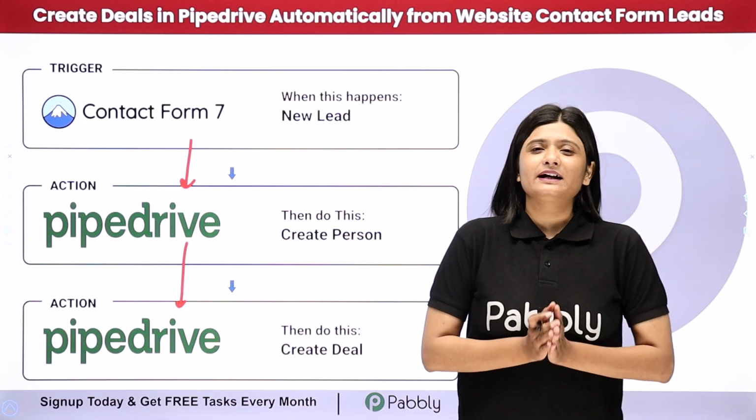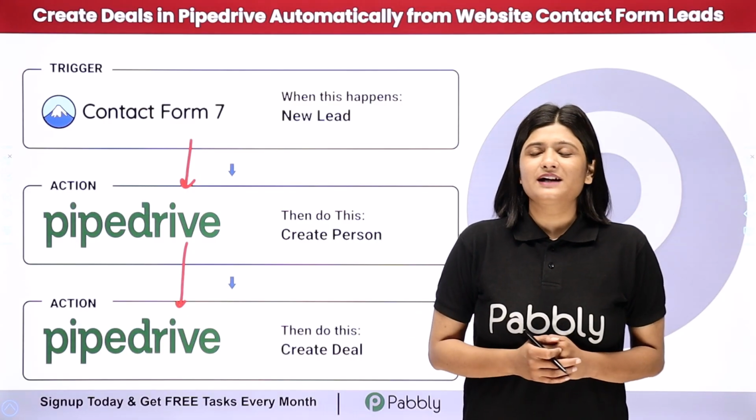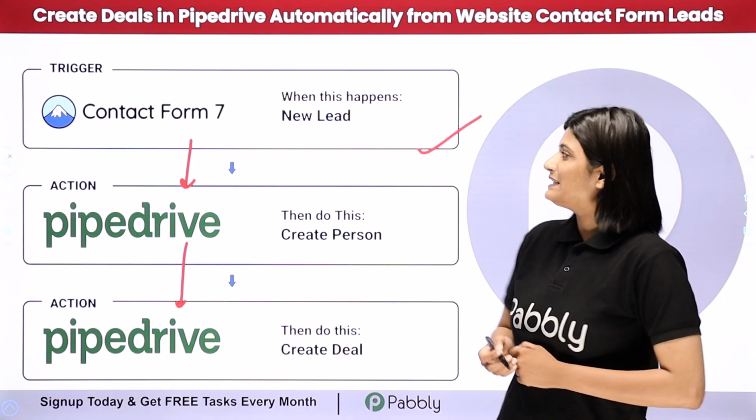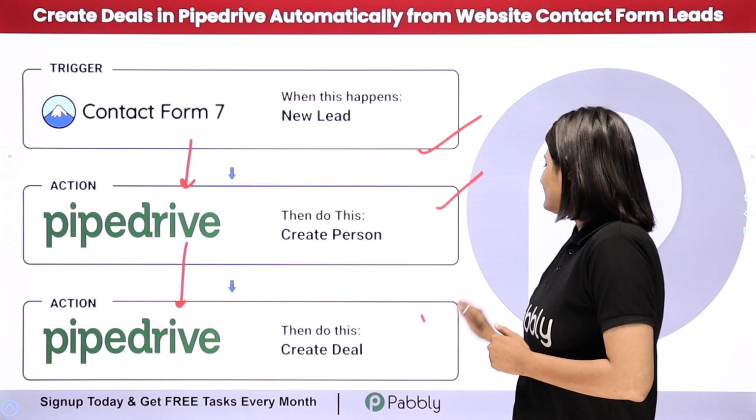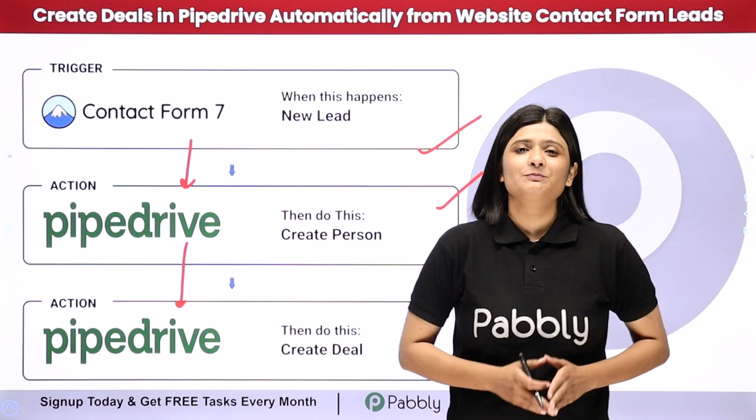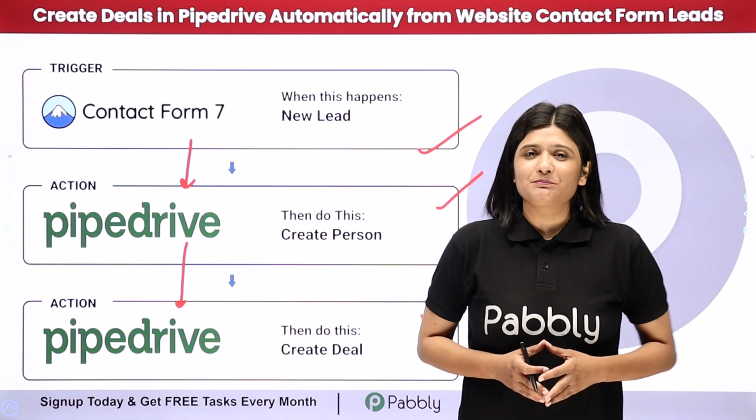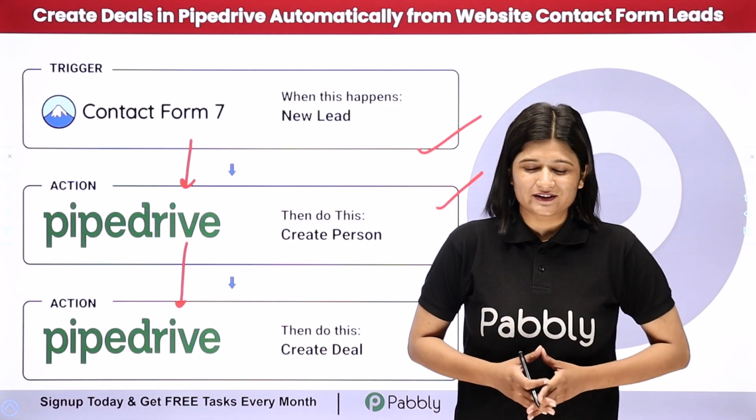With the help of Pabbly Connect, I am going to build this connection in such a manner that whenever I receive a new lead in Contact Form 7, I am automatically going to create a person and a deal in my Pipedrive account. Now if you want to learn the step-by-step process, then let me take you all to my screen.